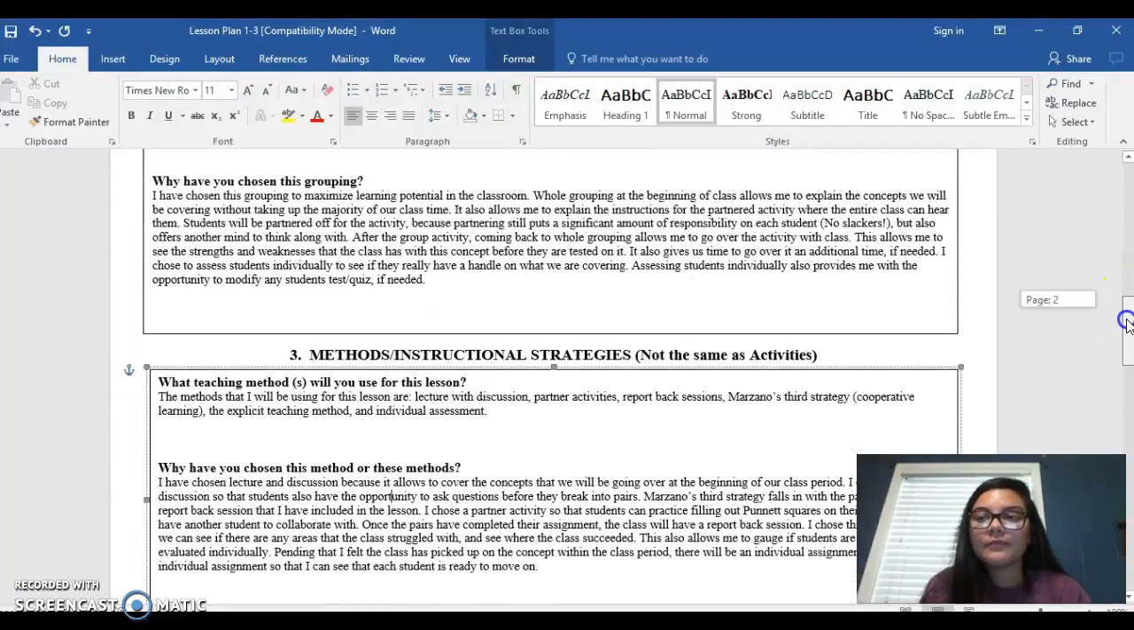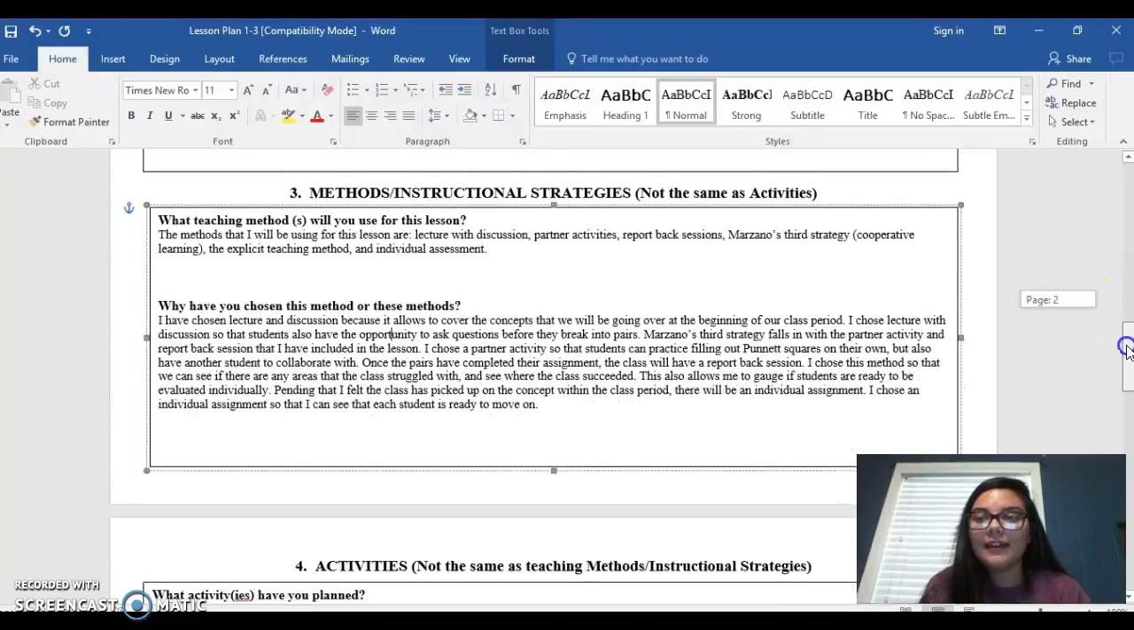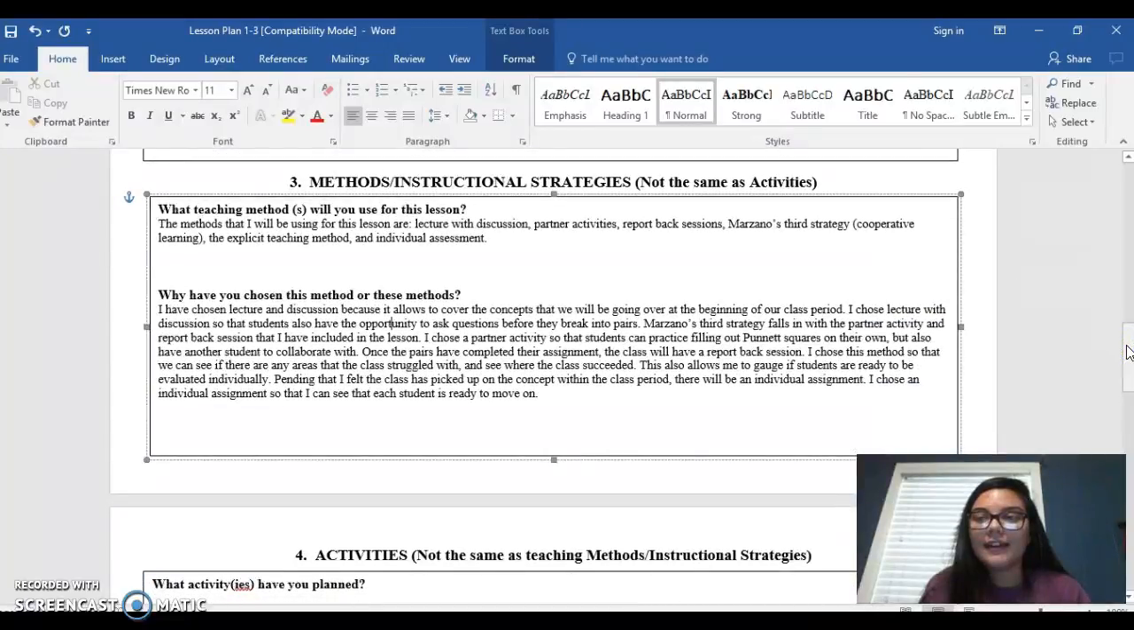Okay, moving on to section 3. Okay, methods. The methods that I will be using for this lesson are lecture with discussion, partner activities, report back sessions, Marzano's third strategy, which is cooperative learning, the explicit teaching method, and individual assessment.